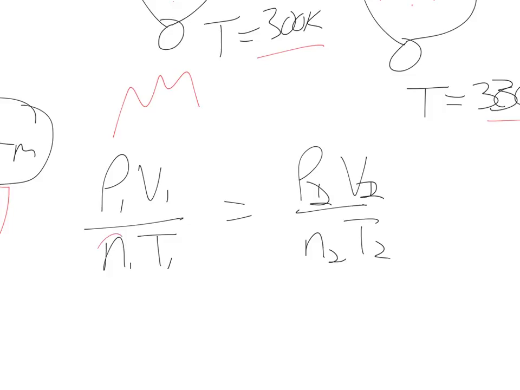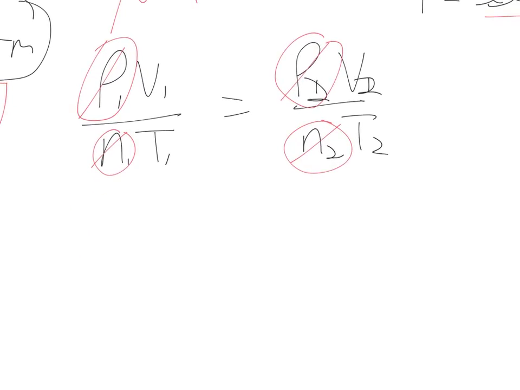I did not change N. I did not change molecules of gas or moles of gas. And I did not change pressure. So I'm going to wind up with just volume and temperature. But notice how they're on top of each other. So volume 1 over temperature 1 equal to volume 2 over temperature 2.